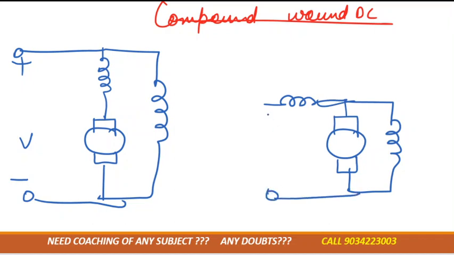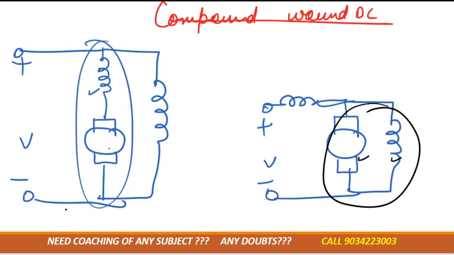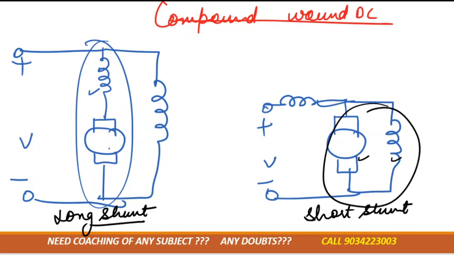Okay, what is the difference between these two? That in this the armature first is connected in series, then both are connected in parallel, right? But in this case the armature is connected in parallel, then both are connected in series. So okay, it looks like a long, so it is known as long shunt compound, and it looks like a short, so it is a short shunt compound. Okay, clear this thing?